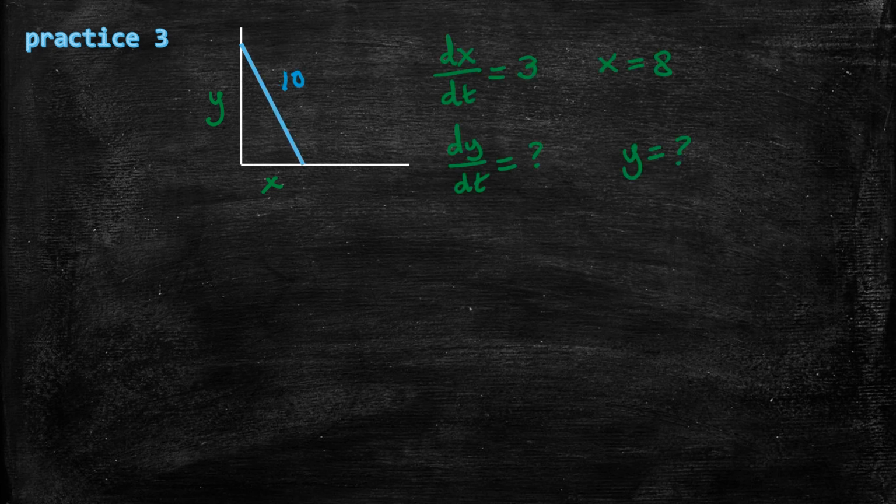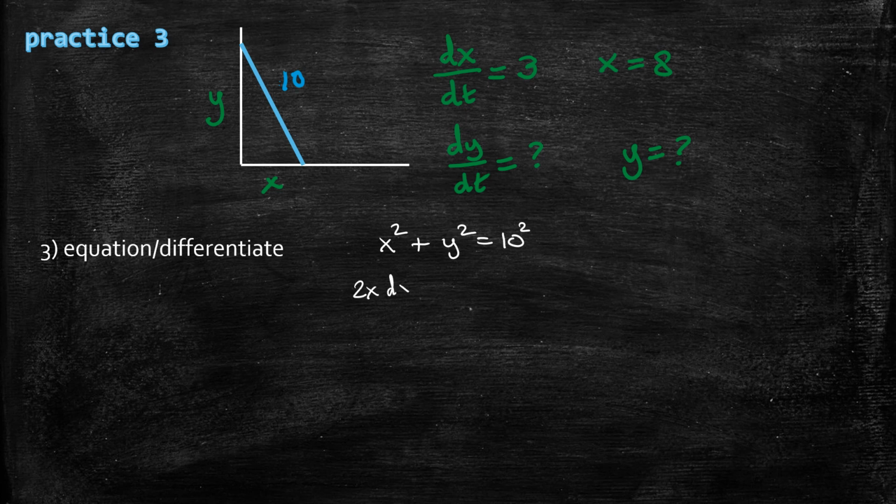Continuing practice problem 3, here is the diagram from before. Here are our rates and snapshot values listed for the time being. The next step is to write an equation linking the variables. We've got the Pythagorean theorem going on here, so it must be x squared plus y squared equals 10 squared, or 100. And then we take the derivative with respect to time.